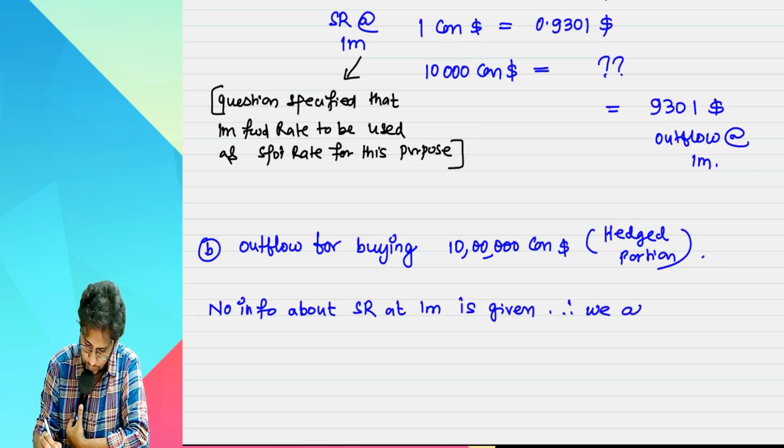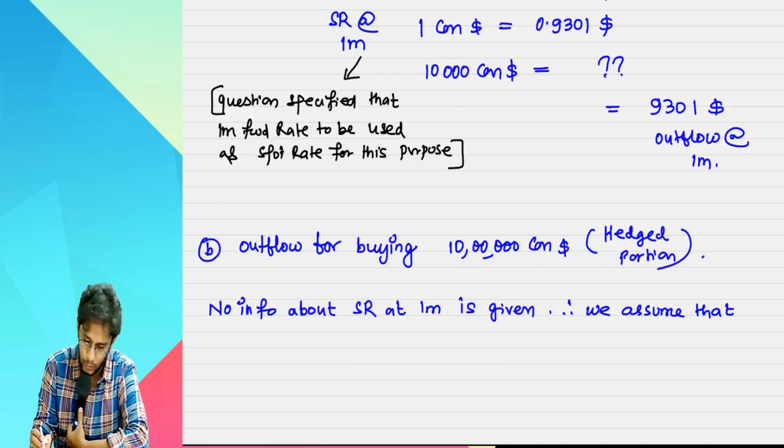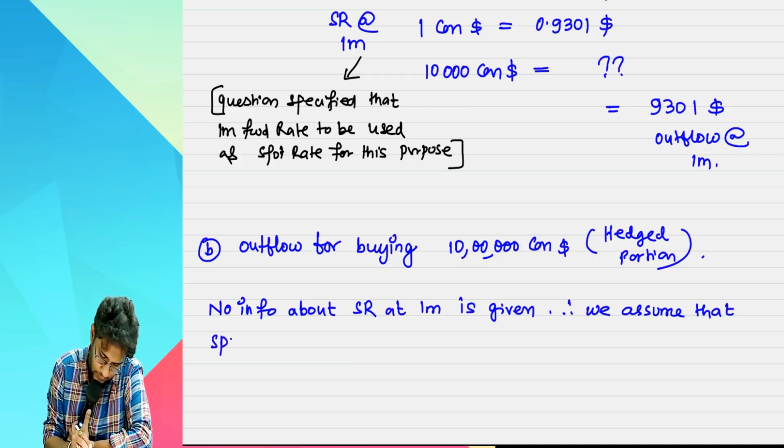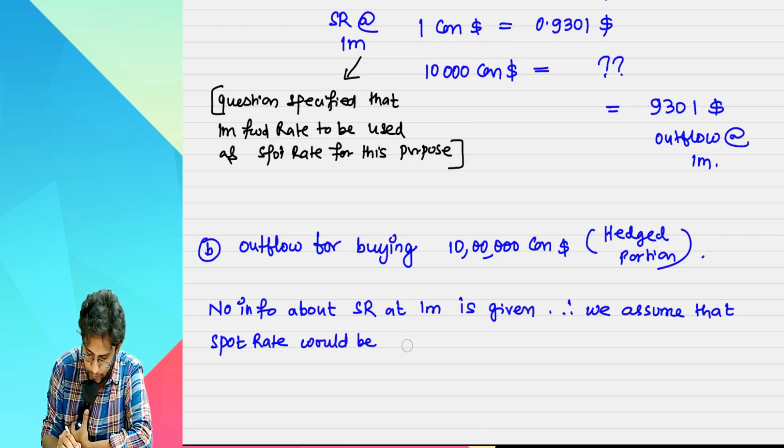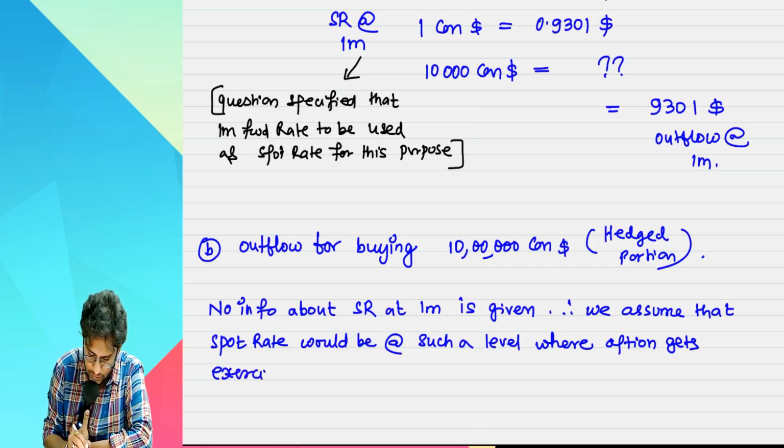Therefore, we assume that spot rate would be at such a level where option gets exercised and payoff received.